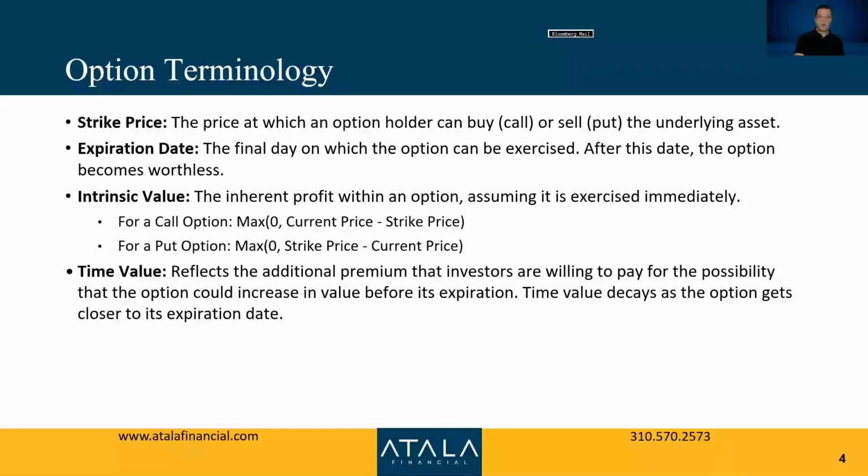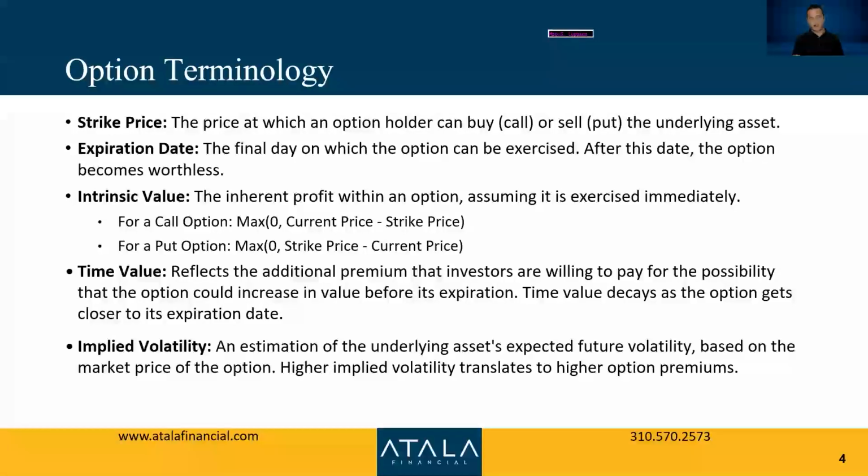The next important component of an option is the time value. This reflects the additional premium that investors are willing to pay for the possibility that the option could increase in value before its expiration. Time value decays, however, as the option gets closer to its expiration date. The last important term is the implied volatility. This is an estimation of the underlying asset's expected future volatility, and it's based on the market price of the option. A higher implied volatility translates to higher option premiums.